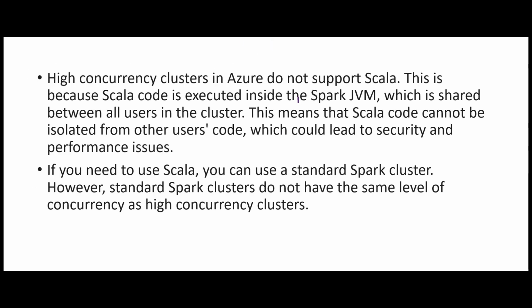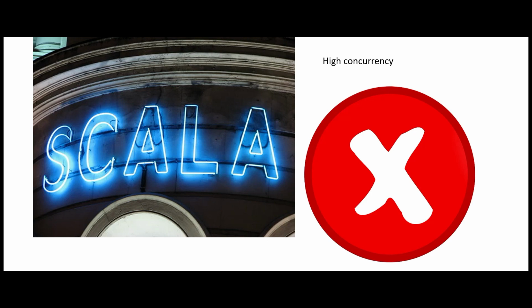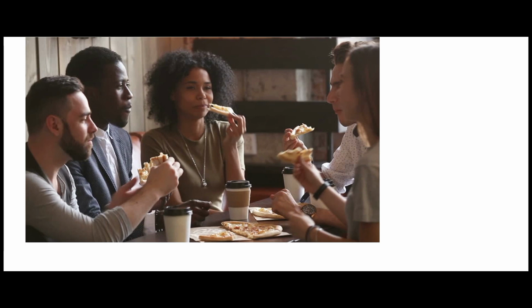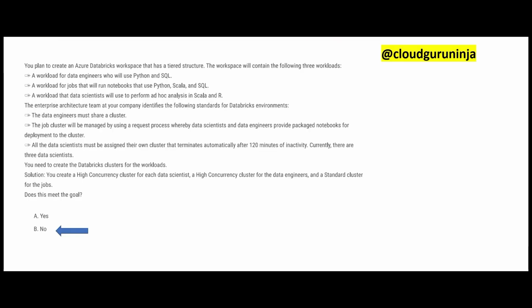High concurrency clusters do not support Scala. Okay, this is the keyword, this is the thumb rule. Man, remember this. You should always remember high concurrency clusters do not support Scala. Now, someone might ask, what is a high concurrency cluster? See, this is a high concurrency cluster. What are the benefits? They provide you fine-grained sharing, and high concurrency clusters work with SQL, Python, and R workloads. High concurrency means on the same plate of pizza, everybody is sharing it. So you need more pizzas so that more people can eat. This would be our final answer.